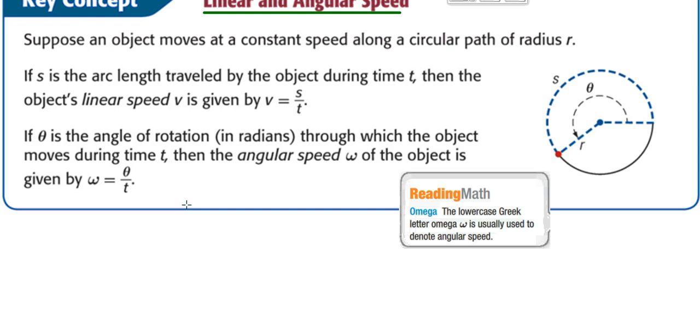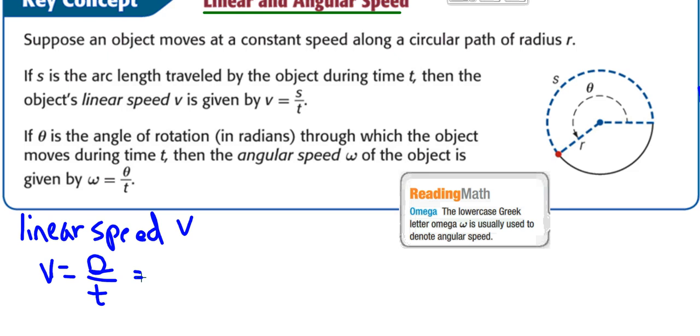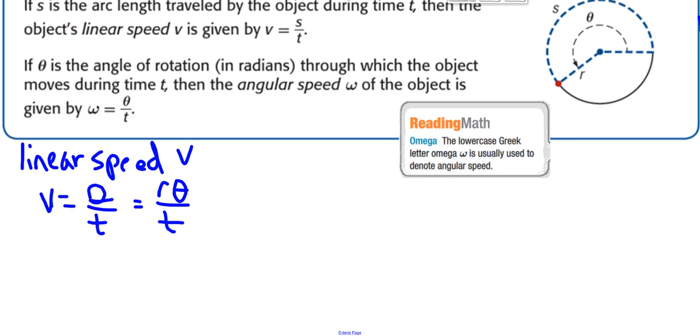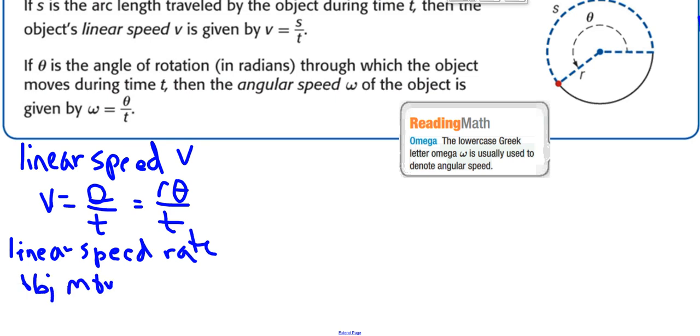So what I'm going to ask you to write, and I'll write it below here, is that the linear speed, v, is equal to s divided by t. But remember, s is r theta, so we can call it r theta over t as well. And linear speed is the rate at which the object moves along a circular path.